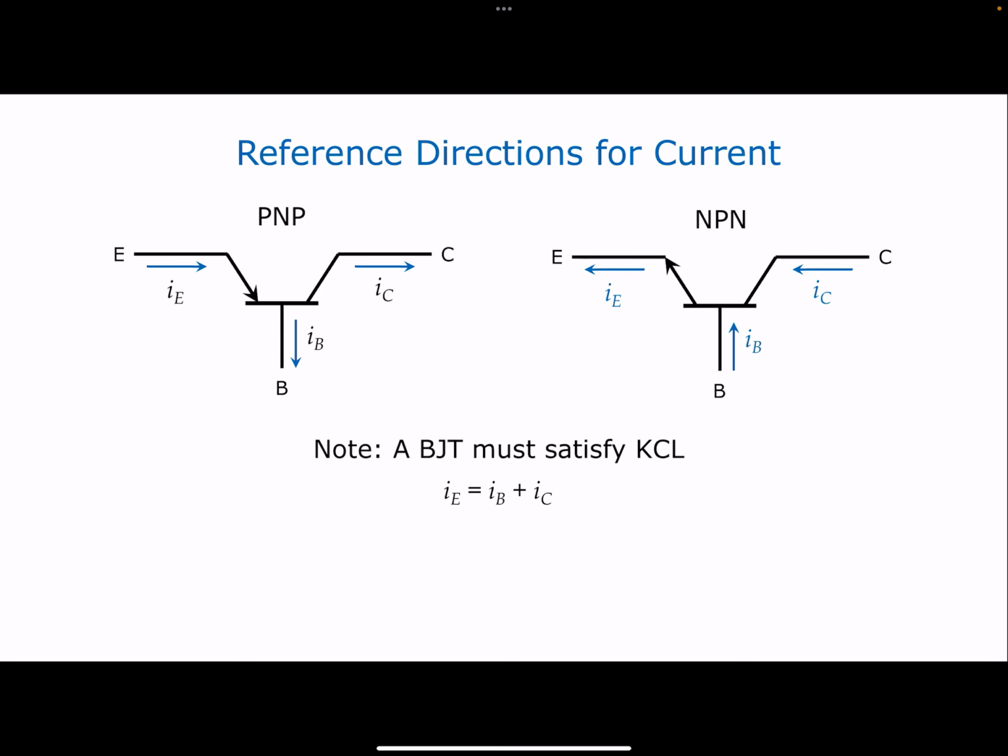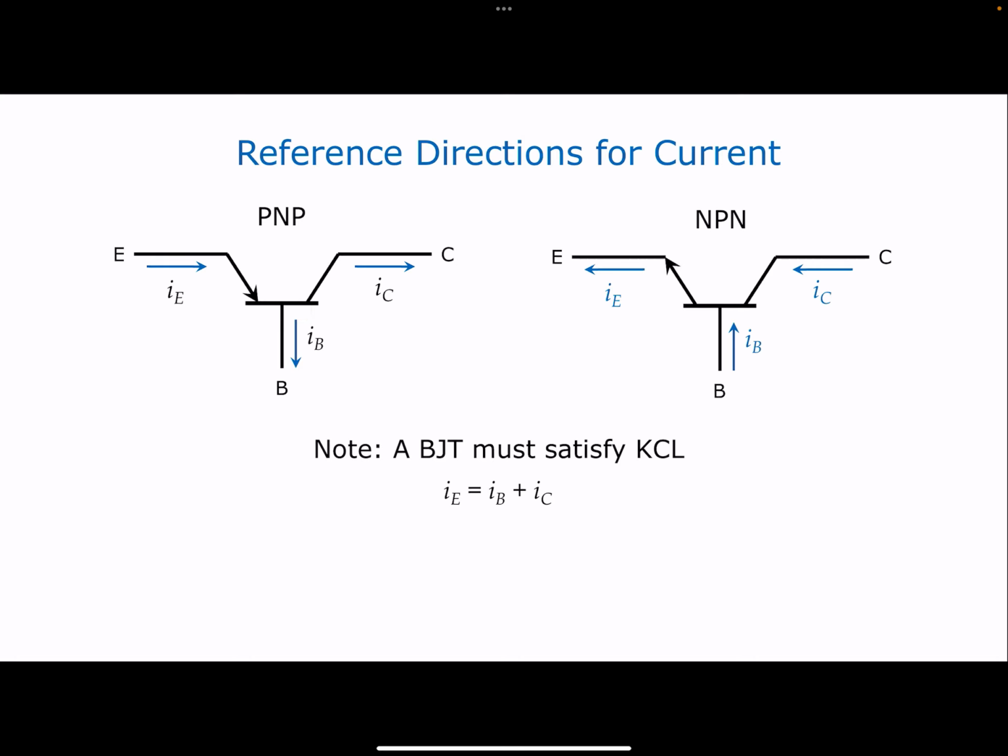Now, these are the reference directions for the current for a PNP and an NPN. Note that for a PNP transistor, the bulk of your current from your emitter will emerge at the collector with a small amount of current coming out at the base. So your current flowing inward here, then the bulk of that will flow out this way, and some current will flow out into the base.